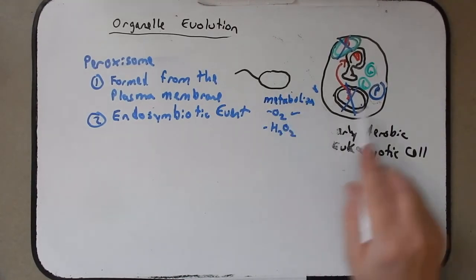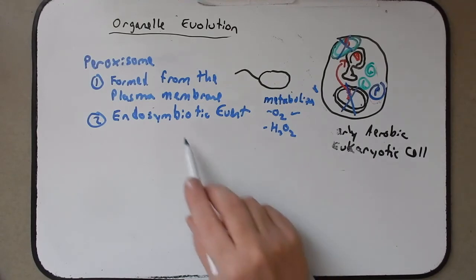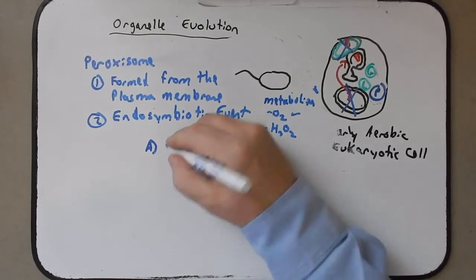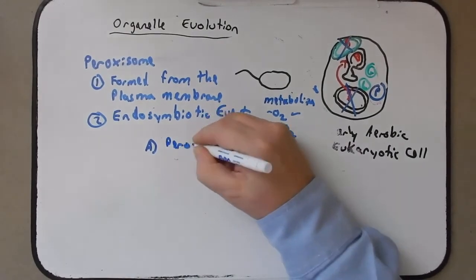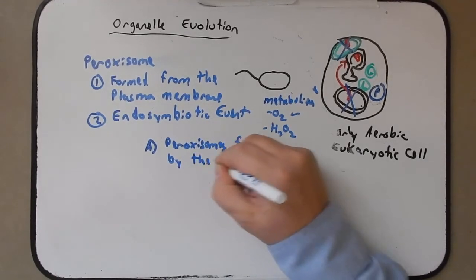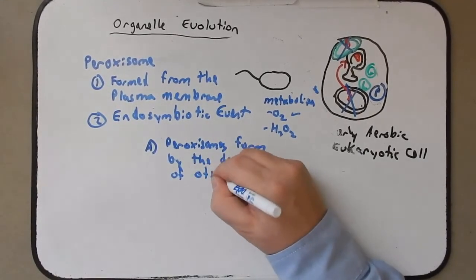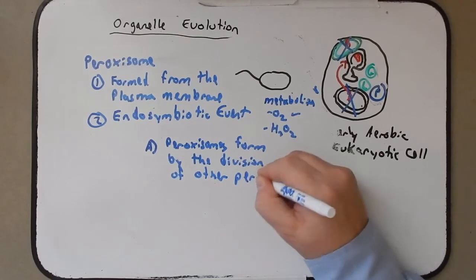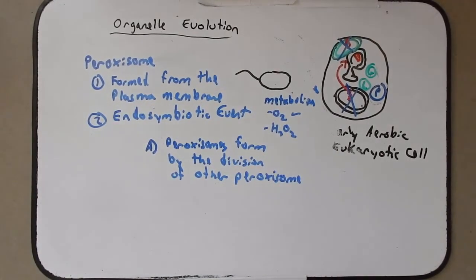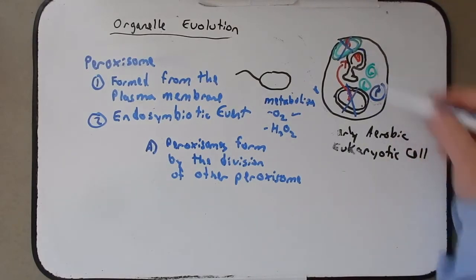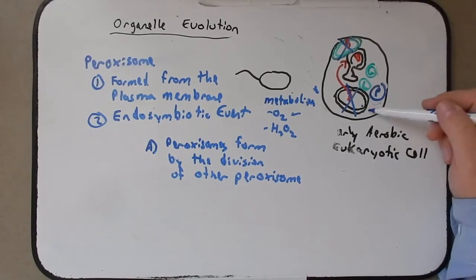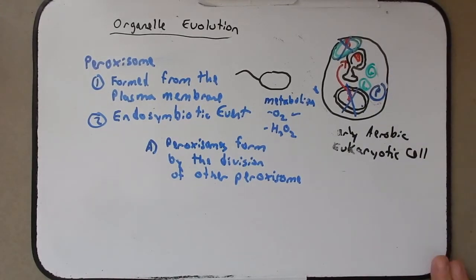So what is some of the evidence that peroxisomes could have arisen by an endosymbiotic event? So the first idea is that peroxisomes form by the division of other peroxisomes. So you get more peroxisomes in a cell when a pre-existing peroxisome divides. This is also true for mitochondria and chloroplasts. So again, there was this connection to these two organelles where there's considerable evidence that they evolved in this manner.